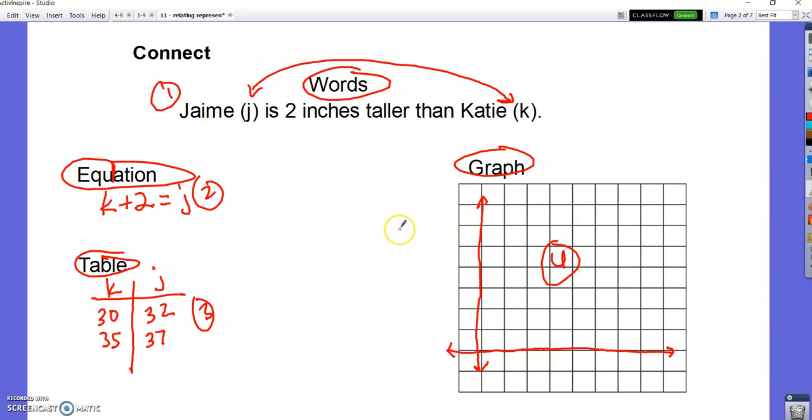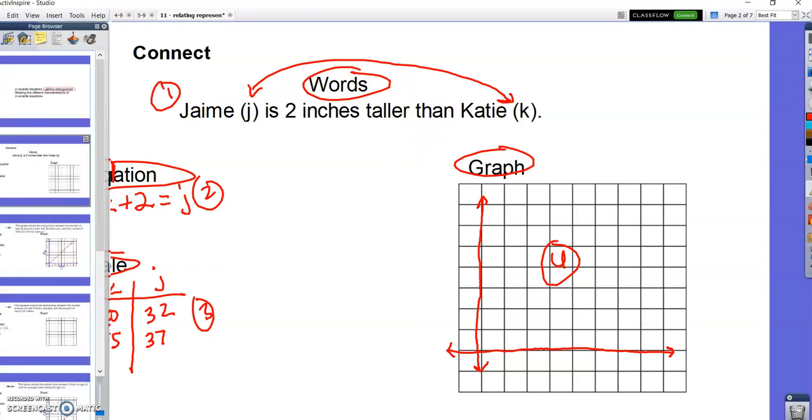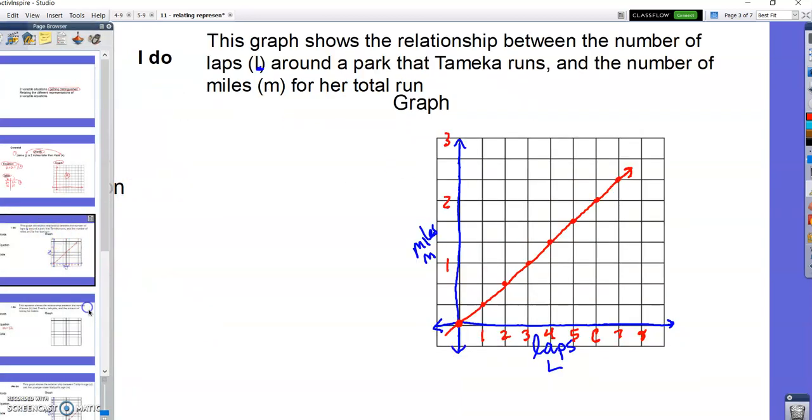So what I want to focus on today is, well, what if we don't start here? I want you to be able to take any one of these 4 ways to represent a situation and be able to make the other 3. So let's look at one where we start with the graph, why don't we?